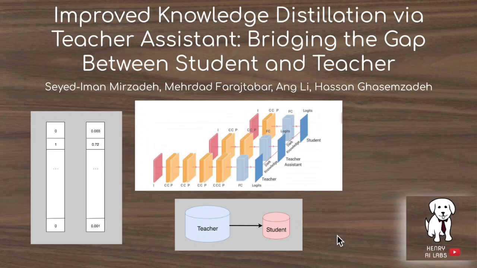This video will present a really interesting technique to improve your knowledge distillation pipelines. Generally, with knowledge distillation, we want to have a lower capacity student network that has a faster inference time and reduced memory costs. So we're going to do this by transferring the knowledge from a higher capacity teacher network into the student network.